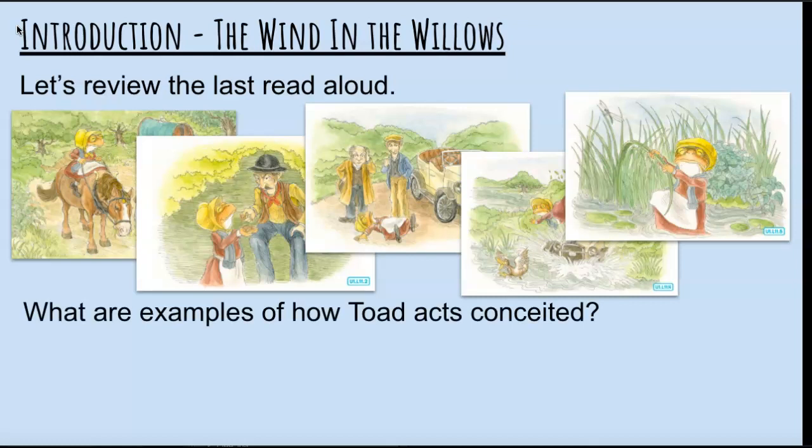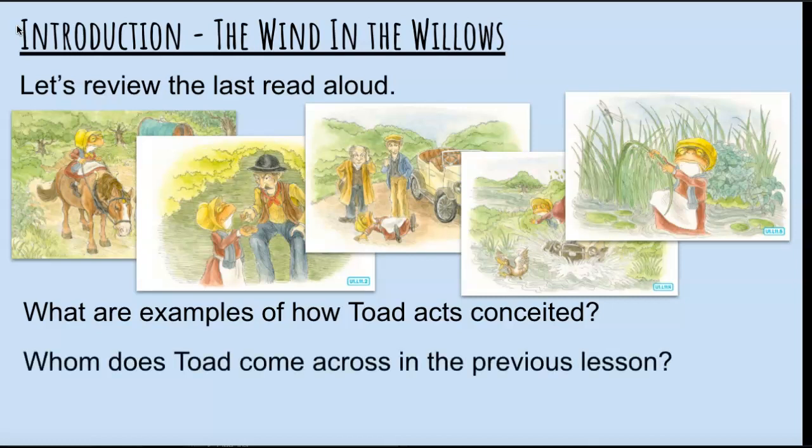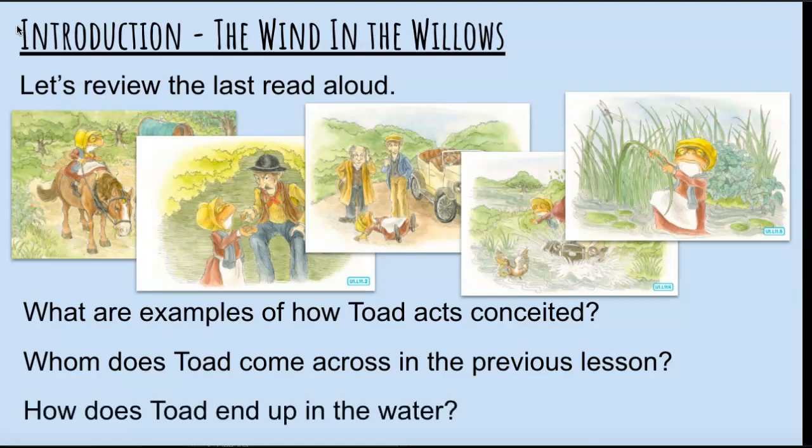So what are some examples of how Toad acts conceited? He just does not stop making bad choices because he thinks that he's going to be above everything else, doesn't he? Whom does Toad come across in the previous lesson? We talked about the men driving the car, and he also came across his friend, Rat, and he ended up in the water because he was careless, once again.